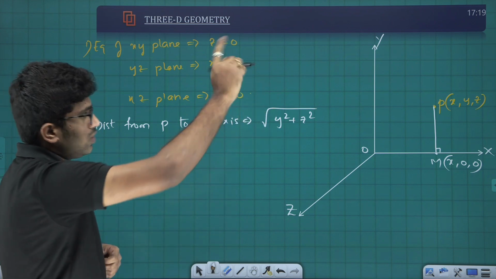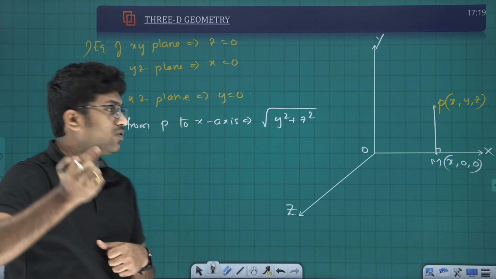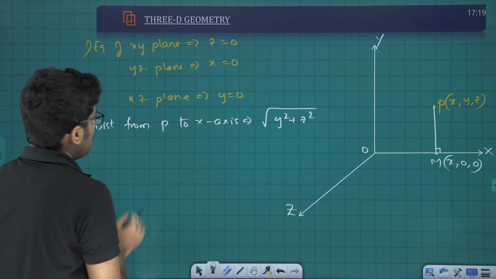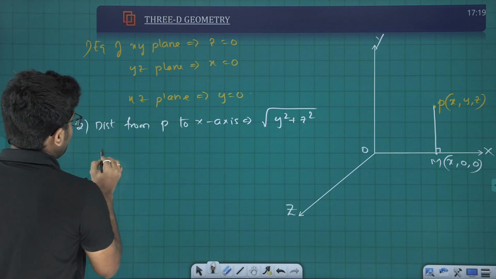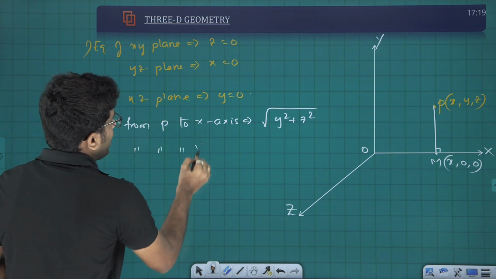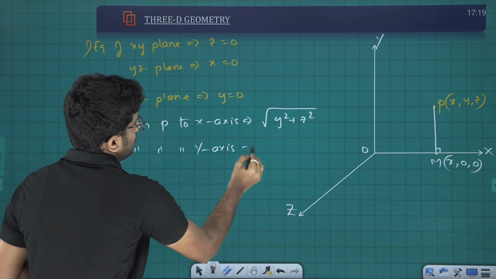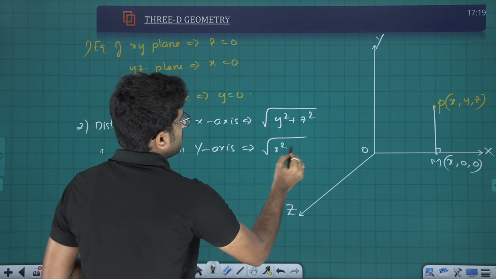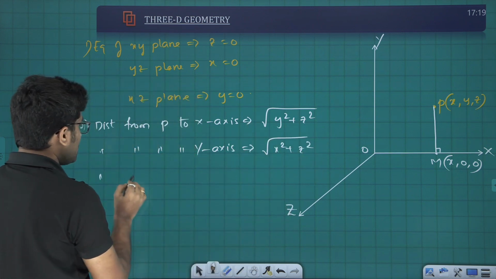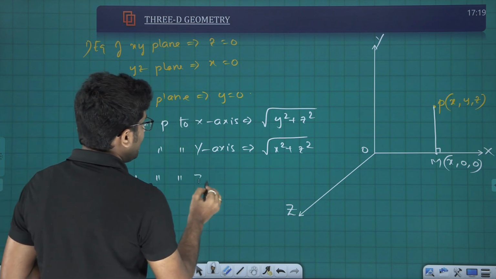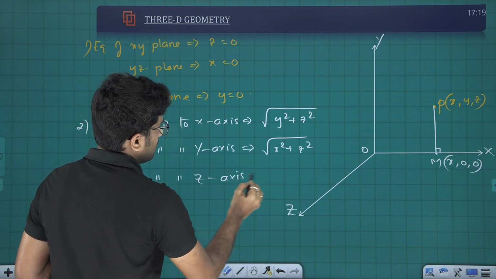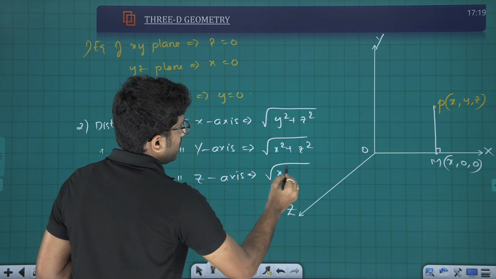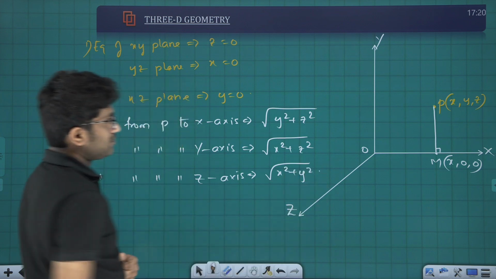Clear? Under root of x minus x whole square plus y minus 0 whole square plus z minus 0 whole square. And now the distance from P to the y-axis will be under root of x square plus z square. Distance from point P to the z-axis is root x square plus y square.